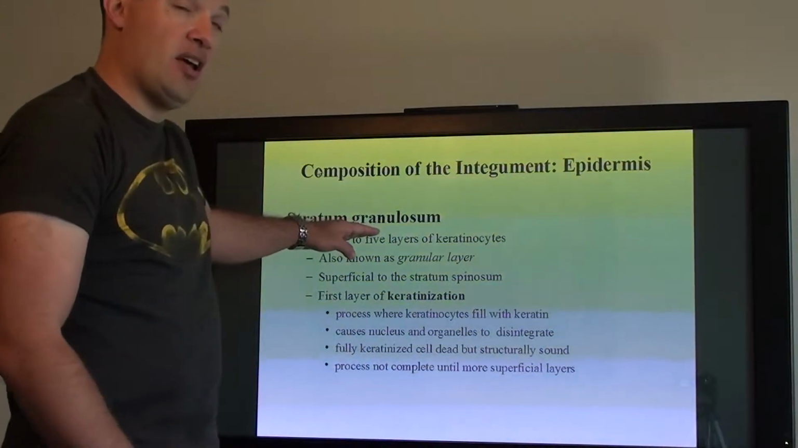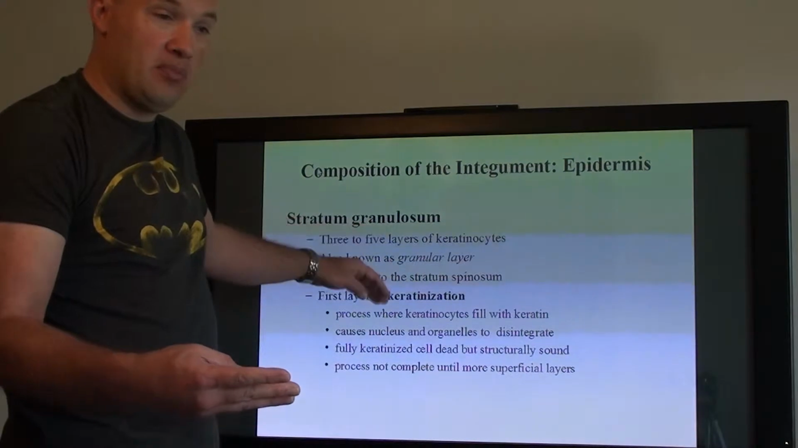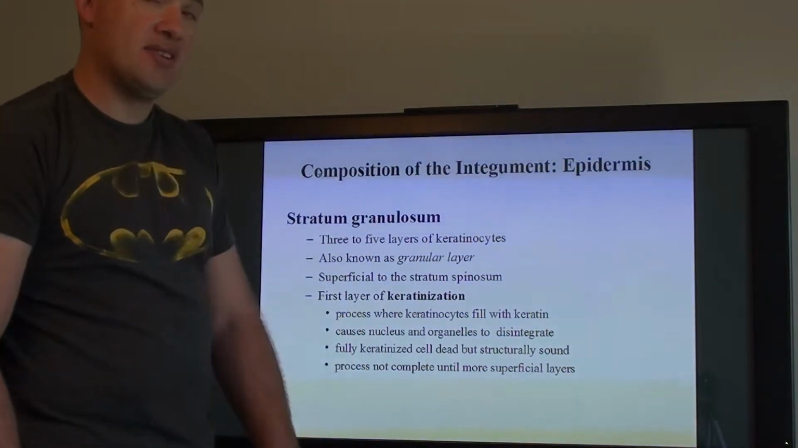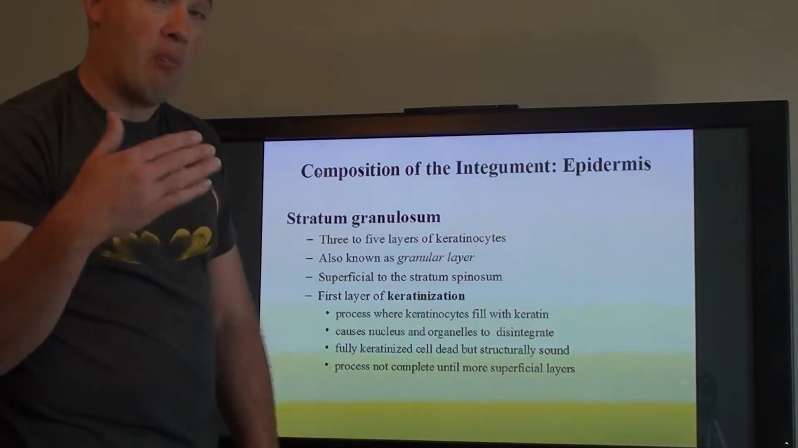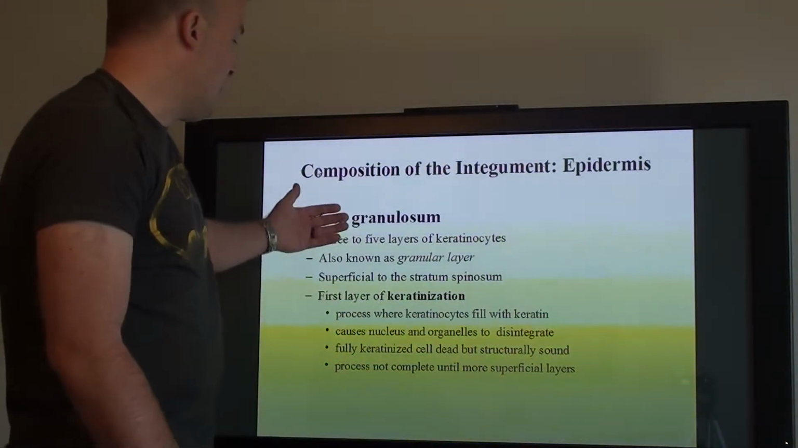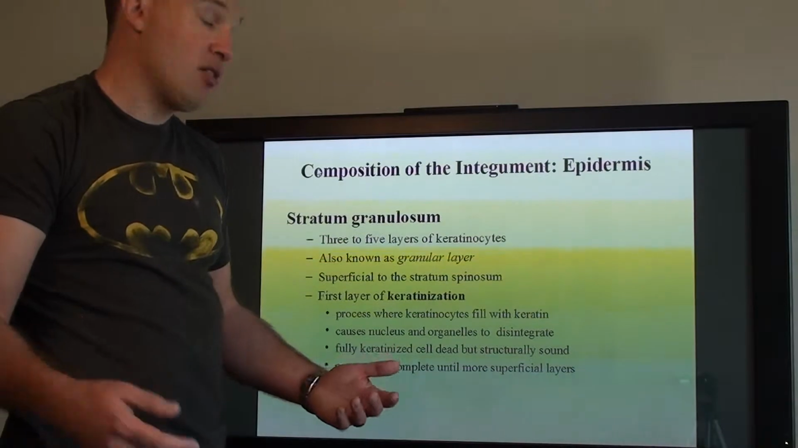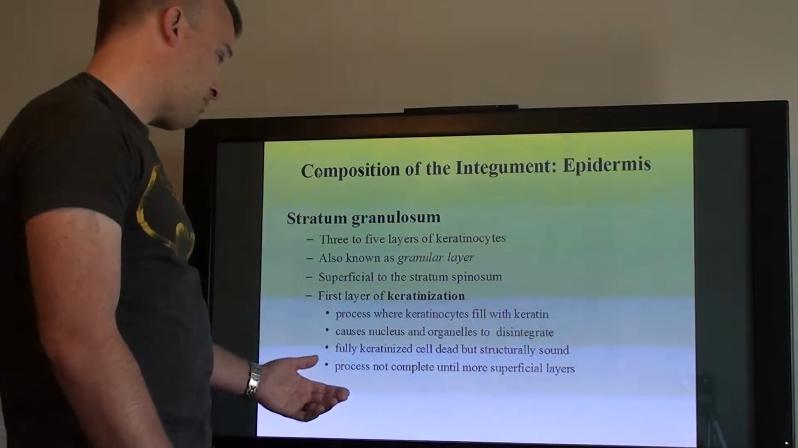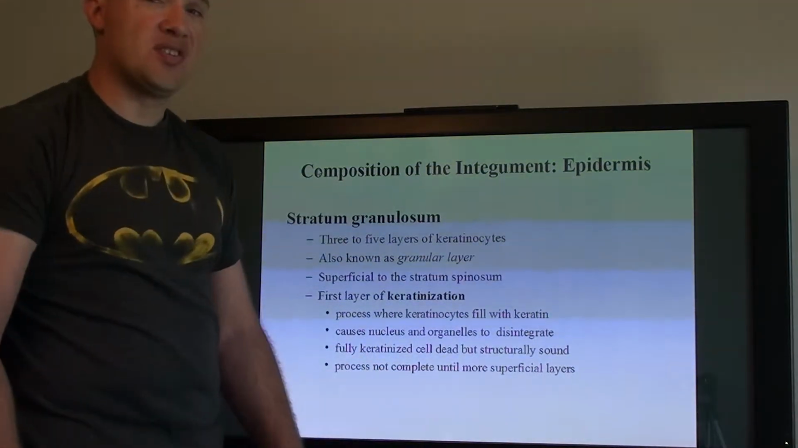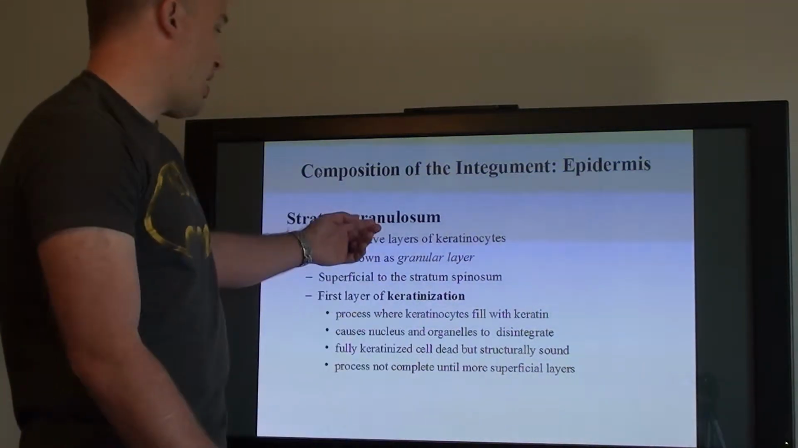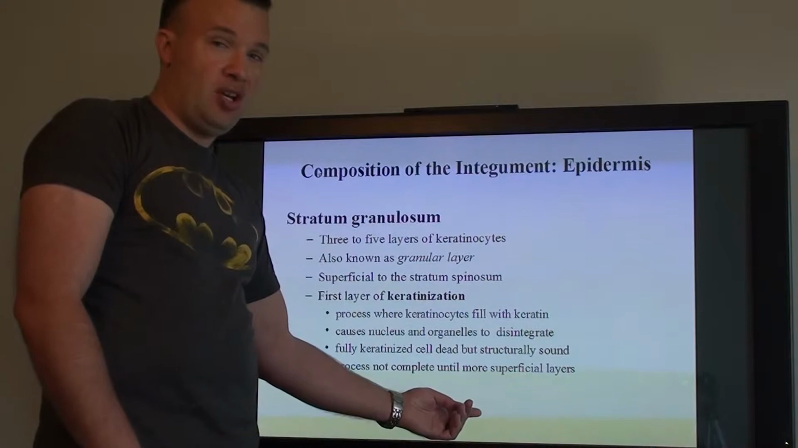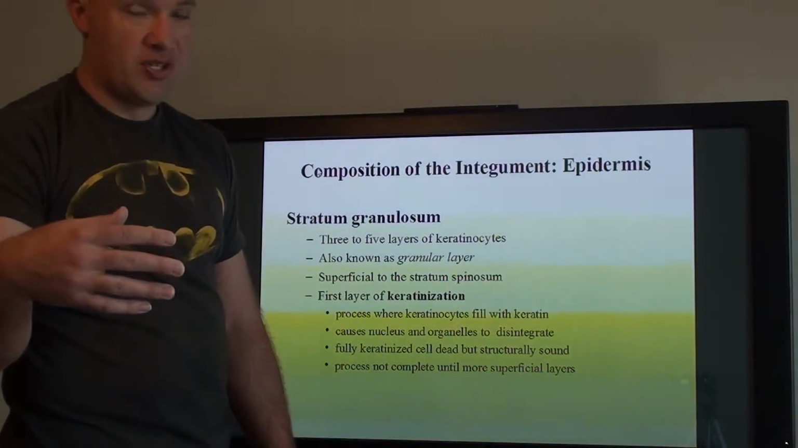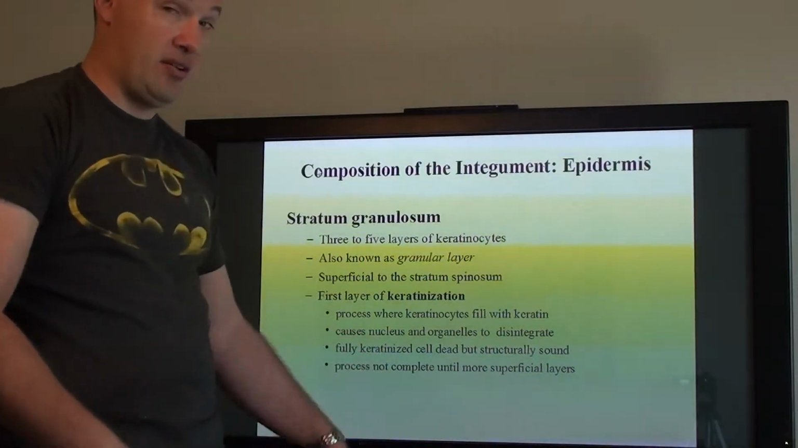Now, here's the last layer, this third layer from the deepest point, the middle layer. Here's the last layer at which these keratinocytes are still considered alive. Above this, the keratinocytes will be filled with keratin. They won't have a nucleus or organelles, so they'll be considered dead. Realize again that the process starts down here in the stratum granulosum, but it doesn't finish until we reach either the second to the superficial or the most superficial layer. So it starts down here.